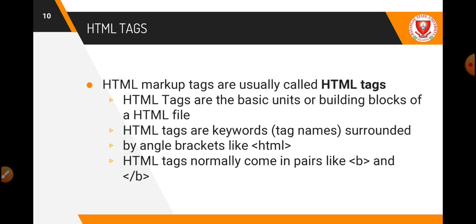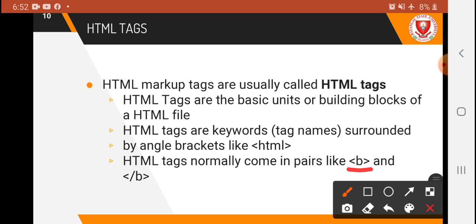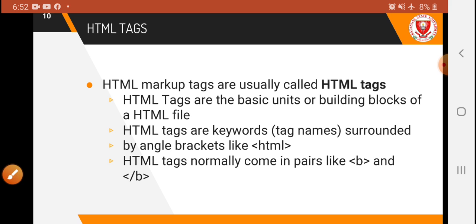Just like this one, we have here our HTML tag. As you can notice, there are two angle brackets, before and after the tag name. HTML tags normally come in pairs like this one. So we have B tags. That means anything inside this start tag and end tag will be displayed in bold. Later on, we'll know more about the different tags that we can use.